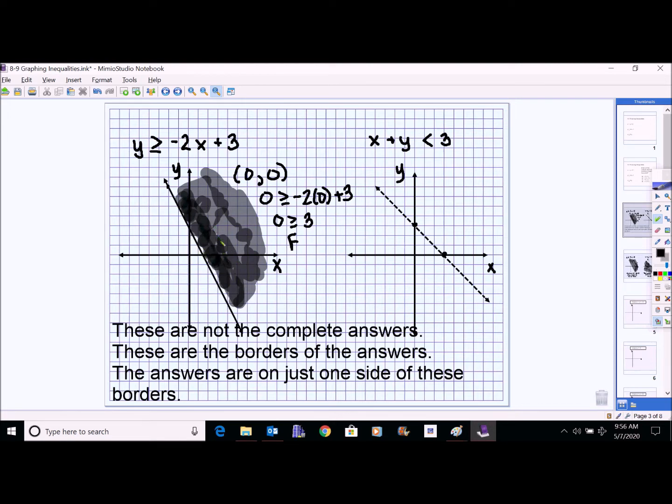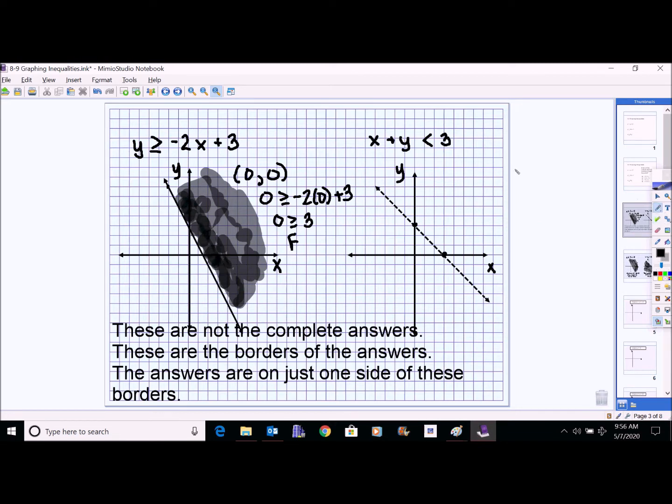So for example, 3, 2 would be a true point. 4, 4 would be a true point. 5, 5 would be a true point. All of the millions of ordered pairs over here would make this inequality true, as well as anything that's along the border because it says we're equal to.